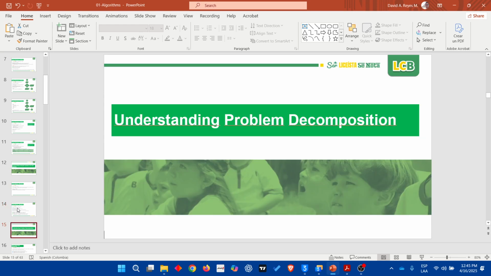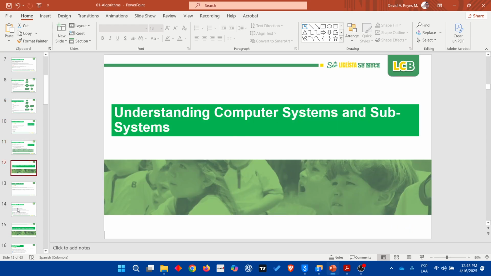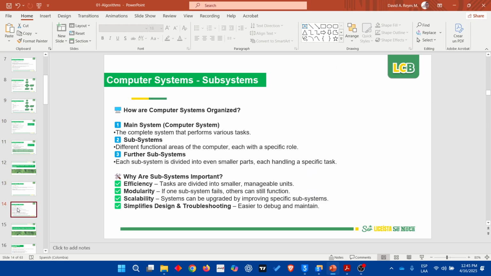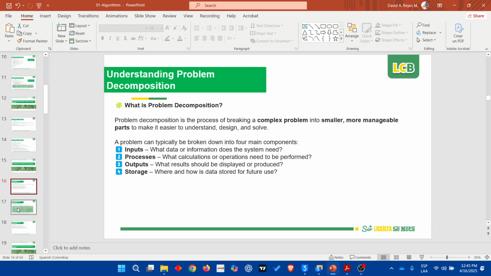Another one here. Now, understanding problem decomposition. So here, if you notice, I am talking about stage number one. We are on slide number 7 about the analysis. And now we are going to talk about the decomposition. So that means that we are going to break down a huge problem into small problems. Okay, so let's get back here.